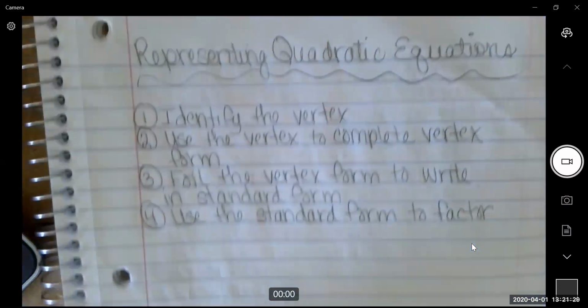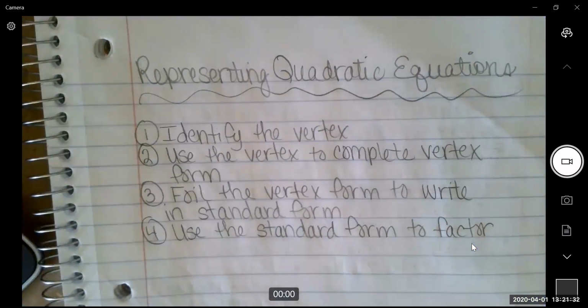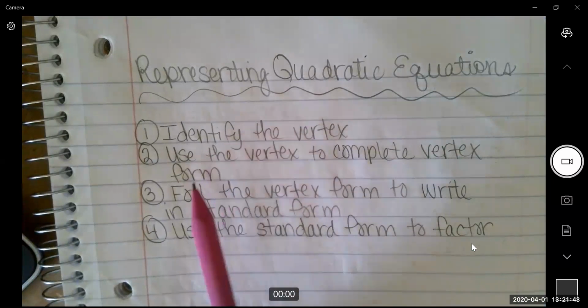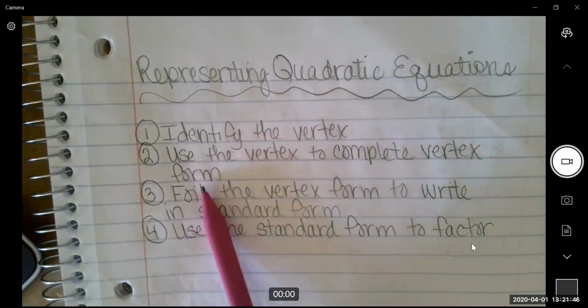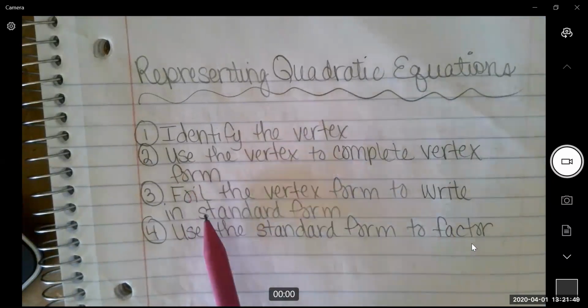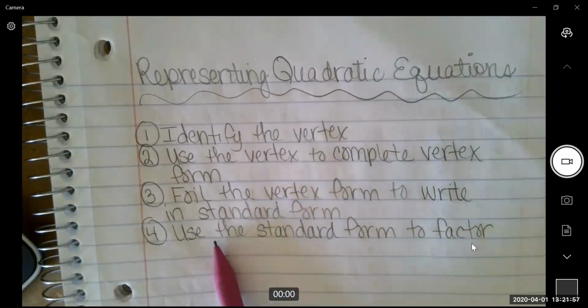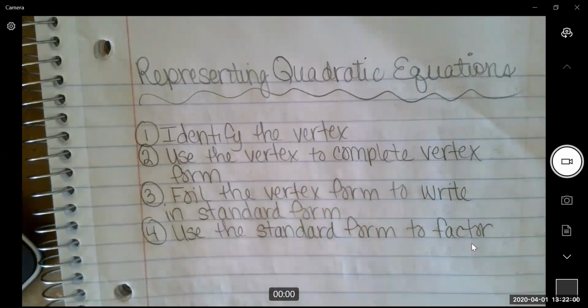All right, so here are the steps we're going to follow. You're going to want to get these in your notebook as well. We're going to take the graph and start by identifying the vertex. We're going to use the vertex to complete the vertex form. We're going to use vertex form and FOIL to write it in standard form. And then we're going to go from standard form and factor it. We're going to go through 3 together, and then I'm going to put 3 on Schoology, okay? And then Friday, you guys are going to have a quiz.